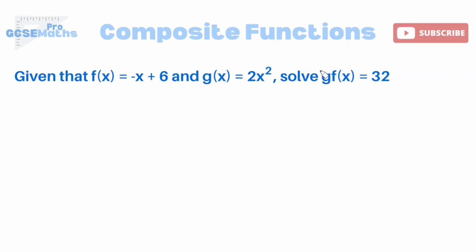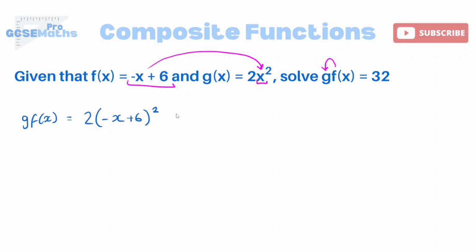So as I said, first we need to work out an expression for g of f of x, which is where we work backwards. So we're going to put the whole of the f function into where we have an x in the g function. So let's do that first. So g of f of x is the same as we've got 2, and then in those brackets we're now going to put minus x plus 6 squared. Now I might just expand and simplify it first. You can put it equal to 32 now if you like, but I'm just going to expand and simplify first.